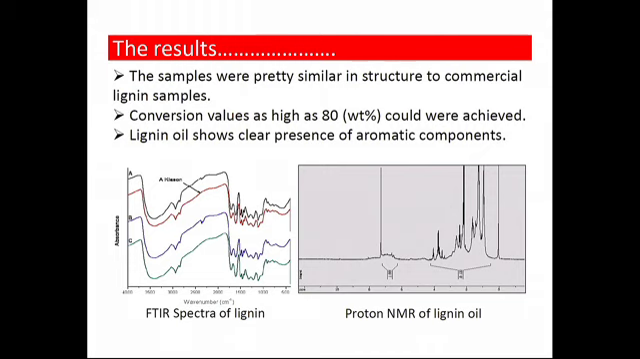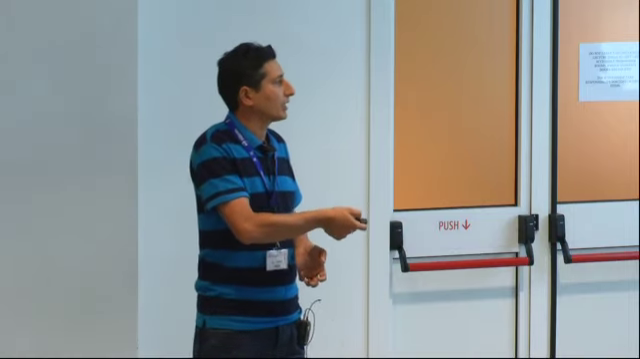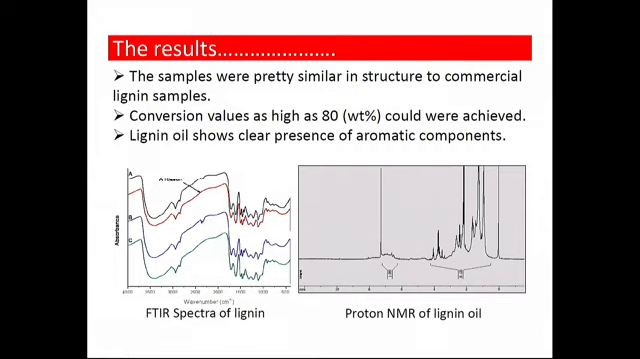I only listed a few of them, and this is the FTIR spectrum of the lignin that we obtained, and it shows that the structure is nearly similar to the commercial lignin samples from other processes, and we could reach up to 88% conversion efficiency, which was a function of reaction time as well as temperature. And our analysis showed that there is a significant amount of phenols present in the product. Thank you. I will be happy to meet you at the poster.